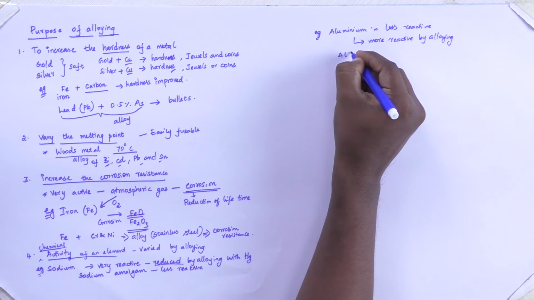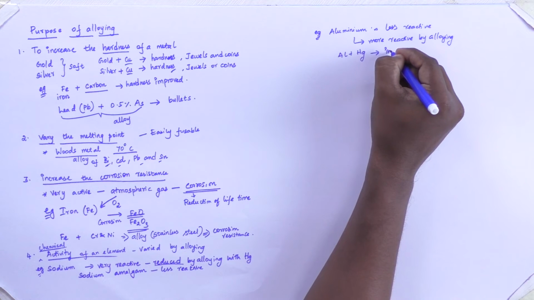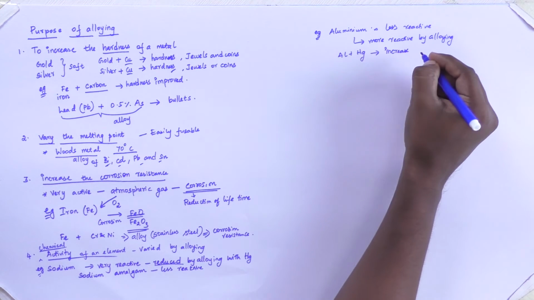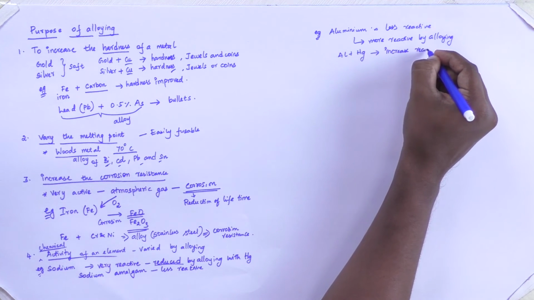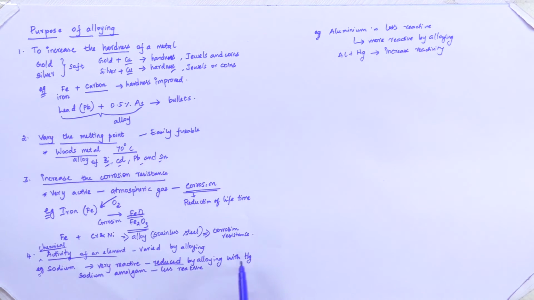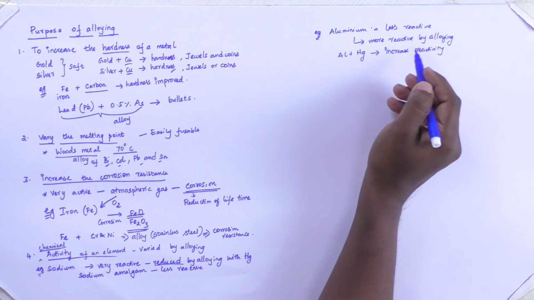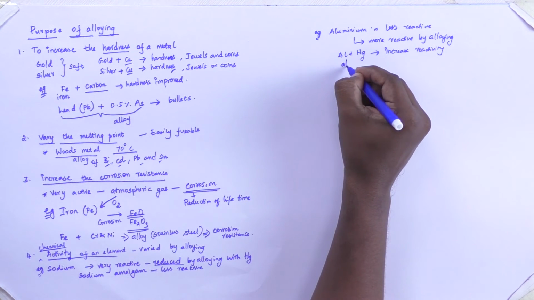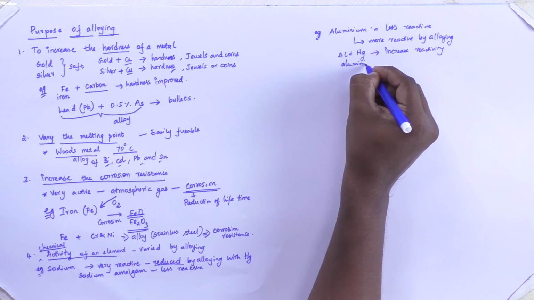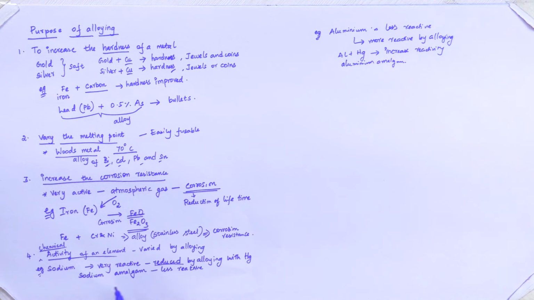So by alloying, we can improve the reactivity of aluminium. So aluminium, when we mix with the same mercury, it will increase its reactivity. So the same amalgam of mercury reduces the reactivity of sodium and it increases the reactivity of aluminium, and both are alloys. This is aluminium amalgam and this is sodium amalgam.